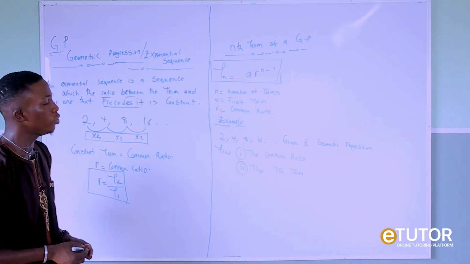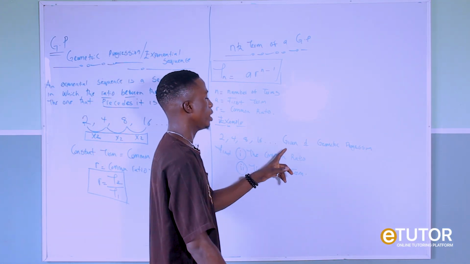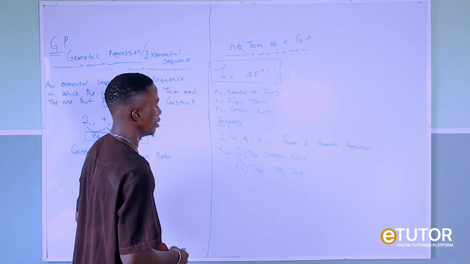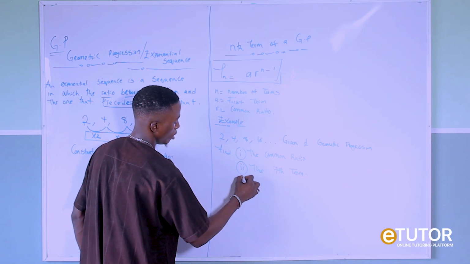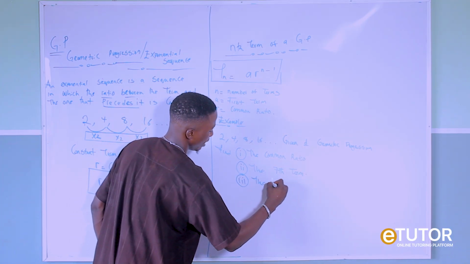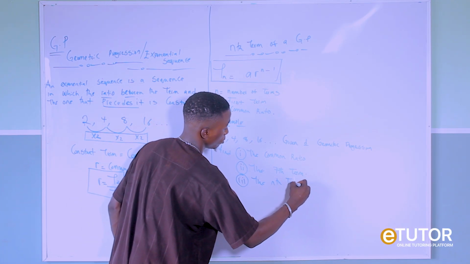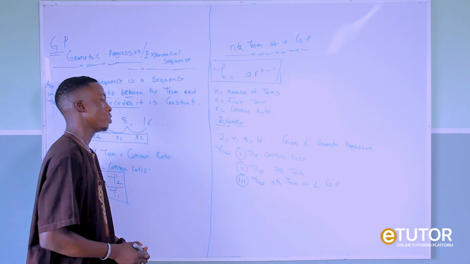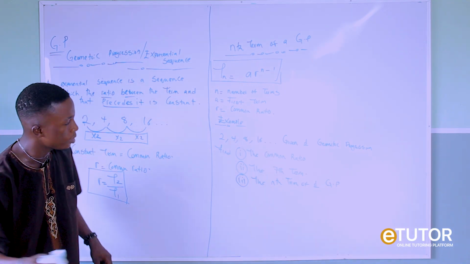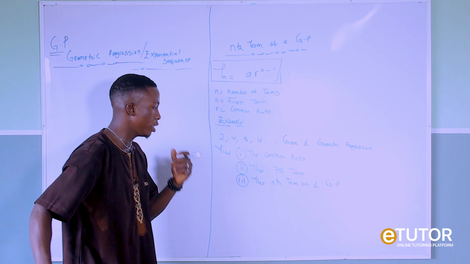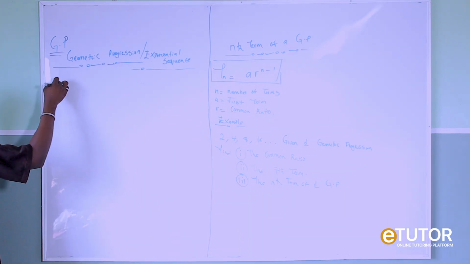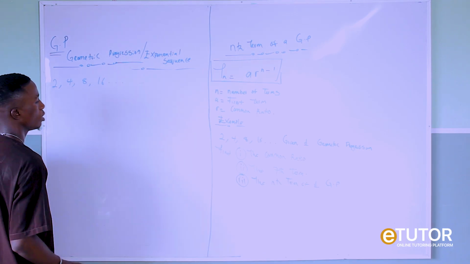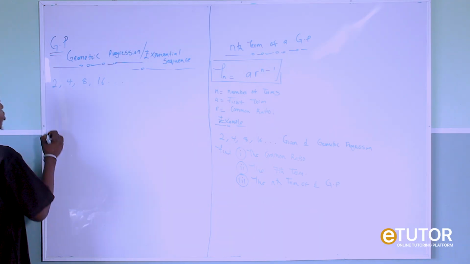Now, we have this question. We have 2, 4, 8, 16. And we're told to find the common ratio and also find the seventh term. Let me add another question to that: find the nth term of the GP. So we are going to solve this question together. Okay, so the sequence is 2, 4, 8, 16, triple dots.